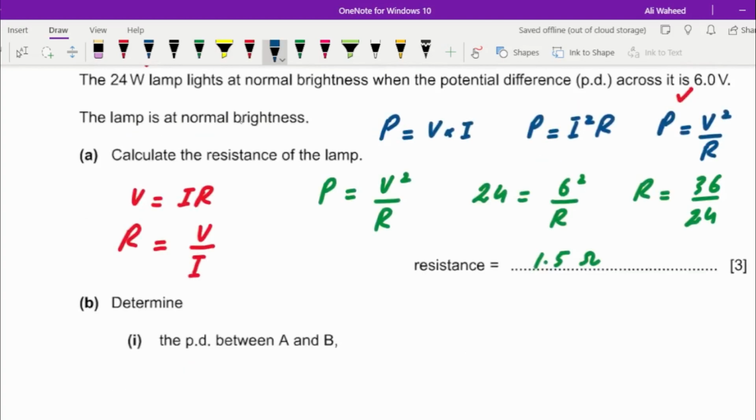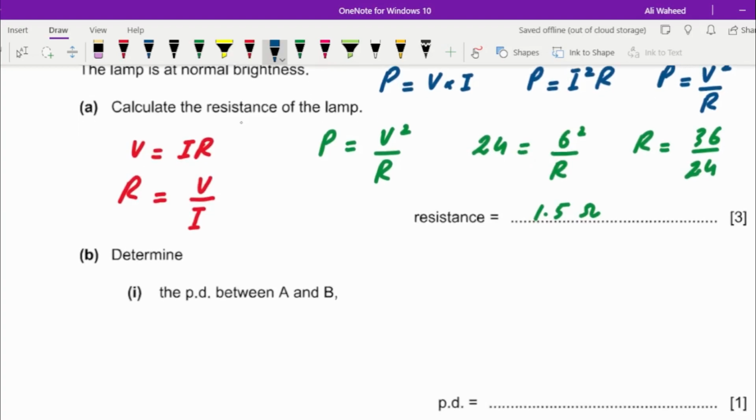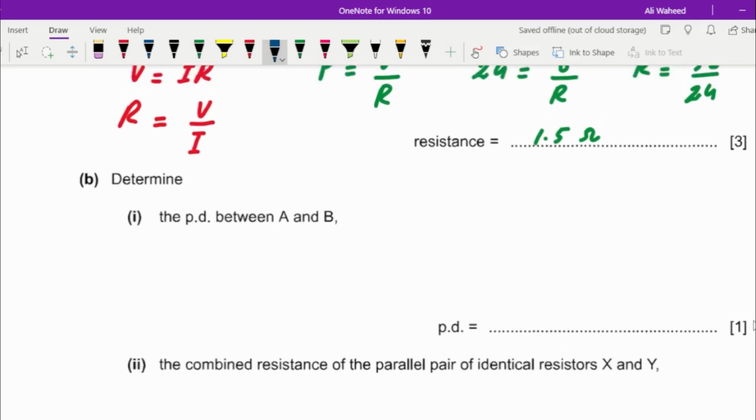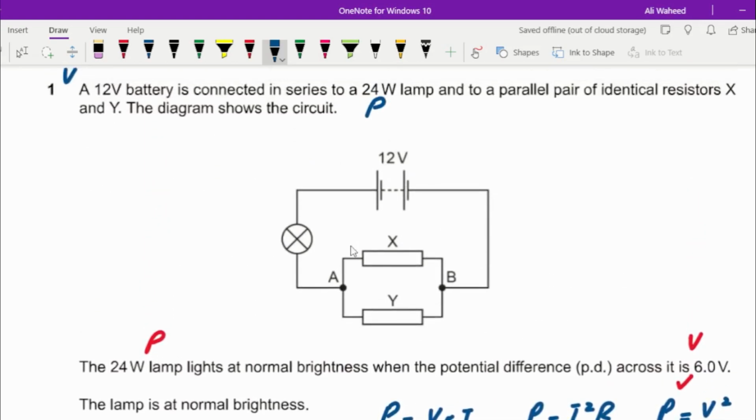Okay, then we have the next thing, determine the potential difference between the points A and B. And you see, this question is only of a single mark. So you should realize there won't be much of the mathematics here. So what we got to do is, let us take a look at the circuit, and we need to find the voltage across these points A and B. So this is kind of an easy one.